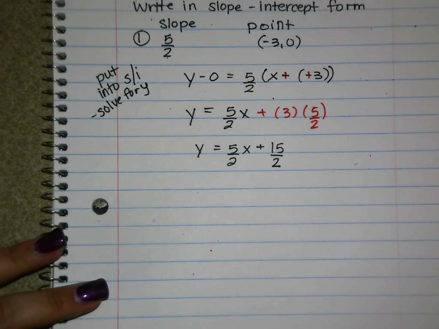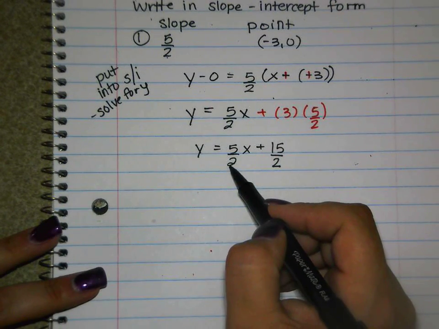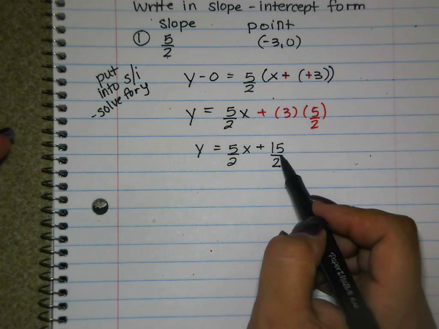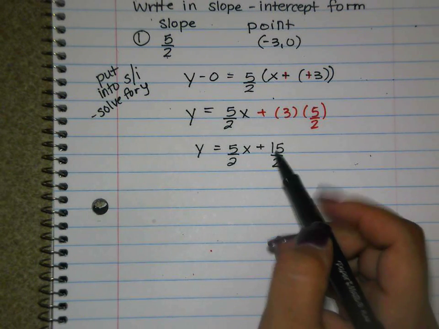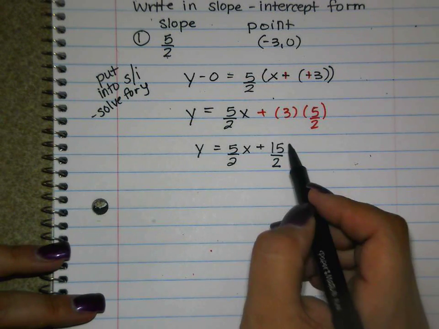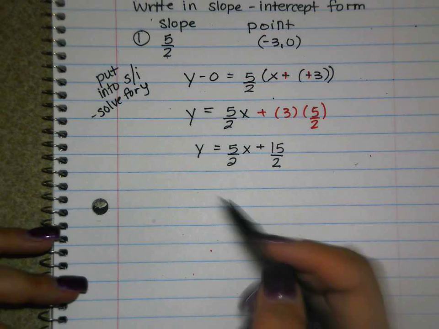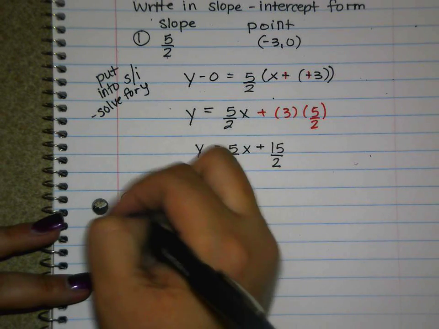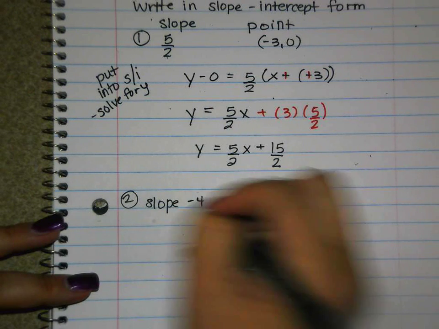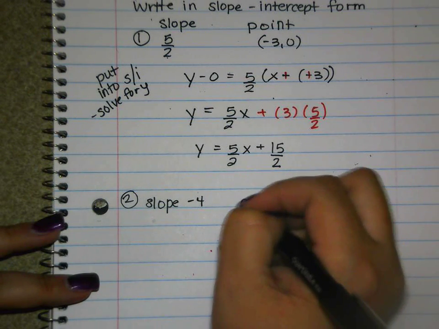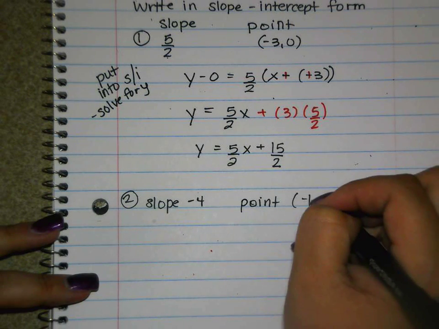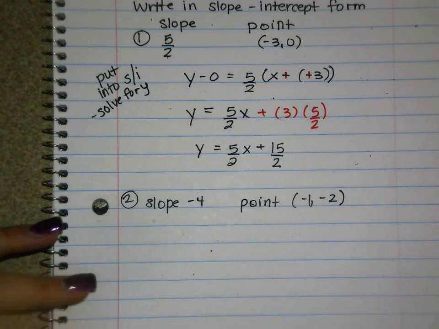So now that we know that when we graph, we're going to have a y-intercept of 15/2, or in this case 7.5 if you change it to a mixed number. And we're going to go up 5 and over 2 when we graph the next point to draw a straight line. Okay, let's try another one. I'm going to give you the slope of -4 and the point -1, comma, -2.